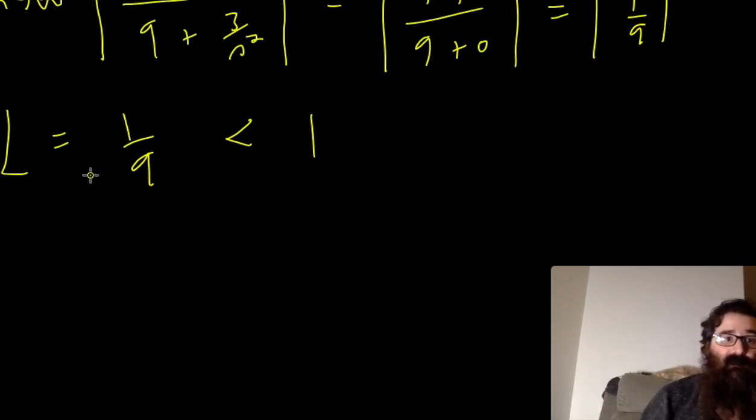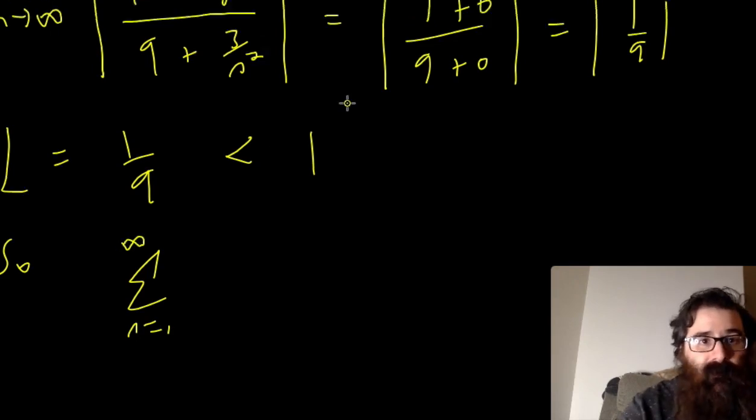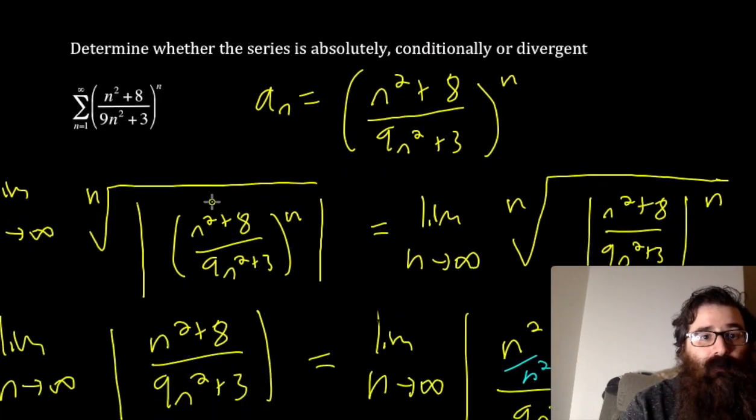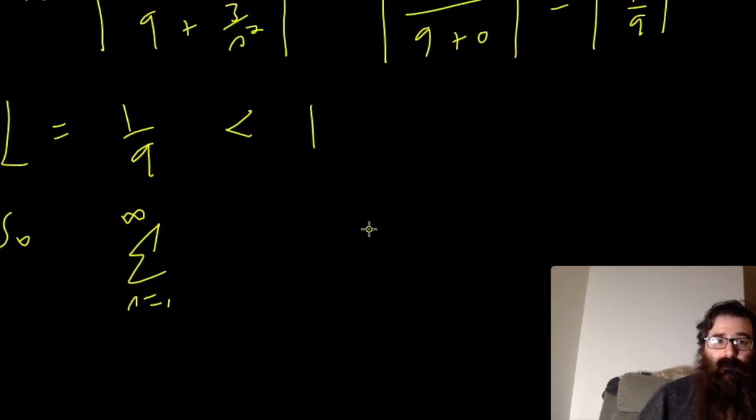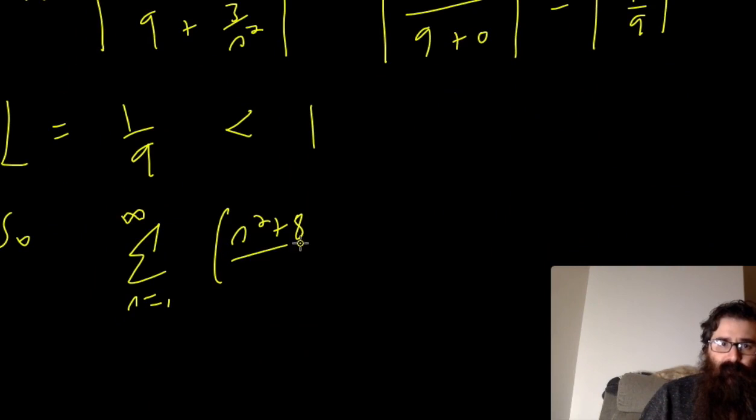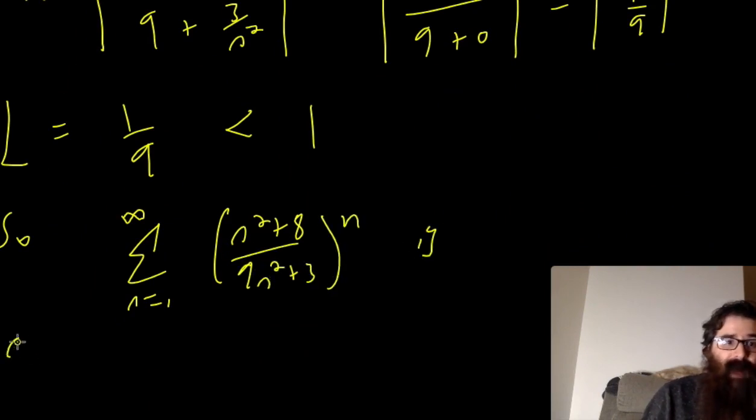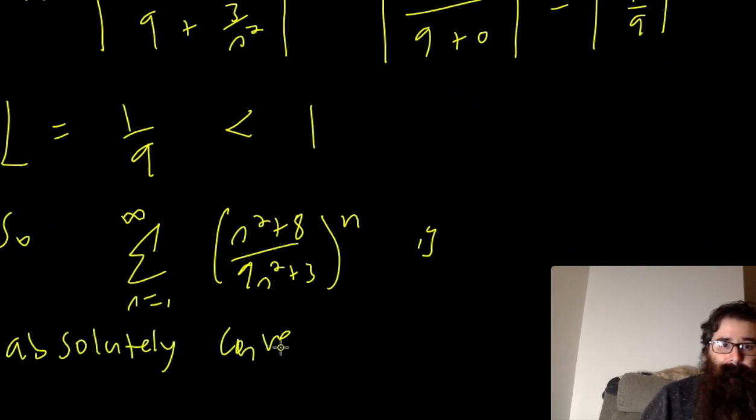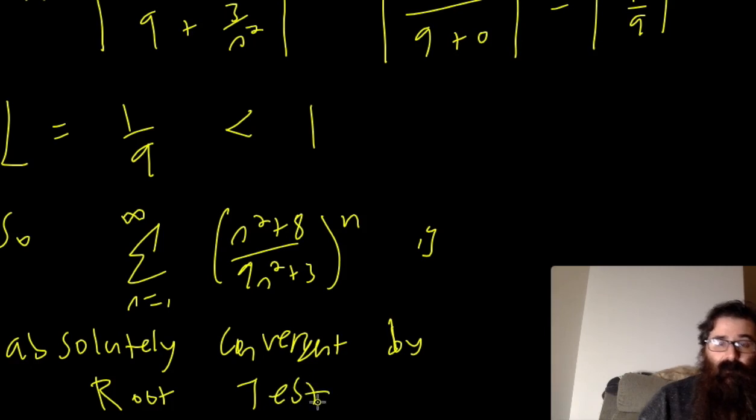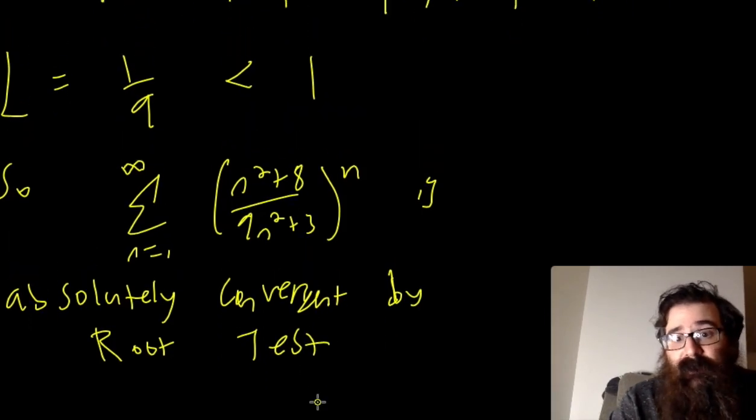So I'd say the sum from n equals 1 to infinity of n squared plus 8 over 9n squared plus 3, all to the power of n, is absolutely convergent. And that's by the root test. That's what we looked at here. So we have absolute convergence with the root test.